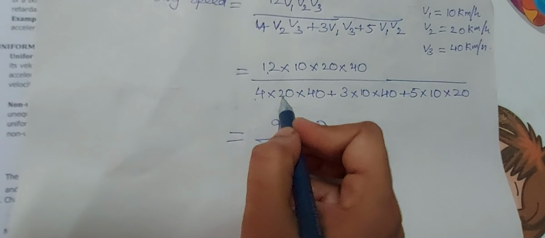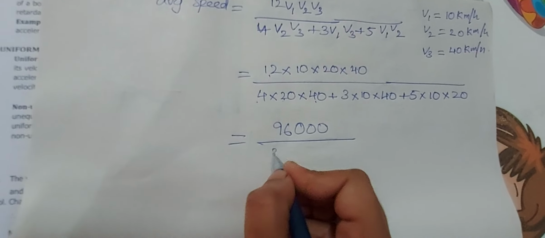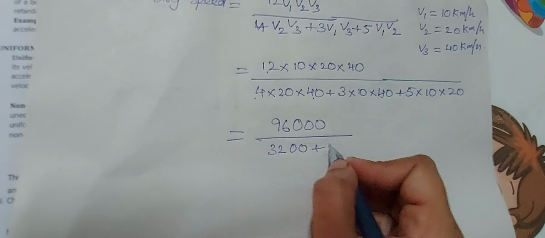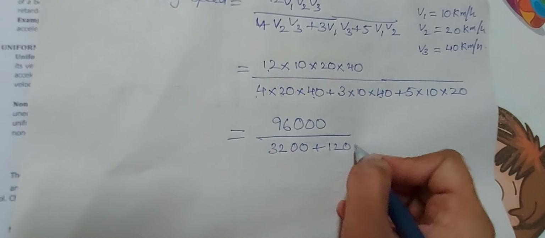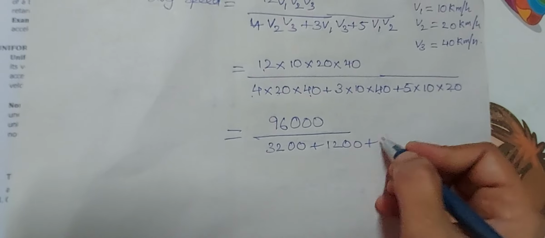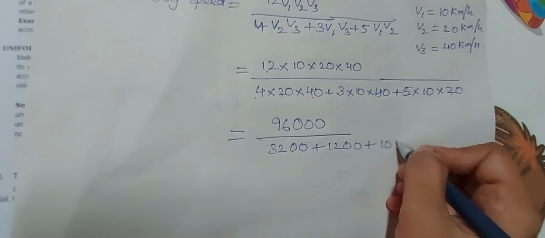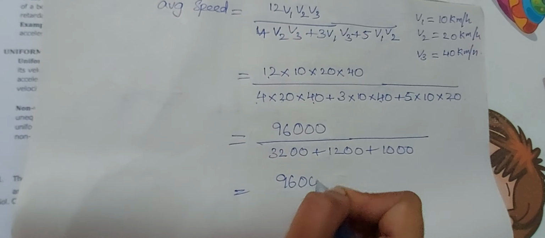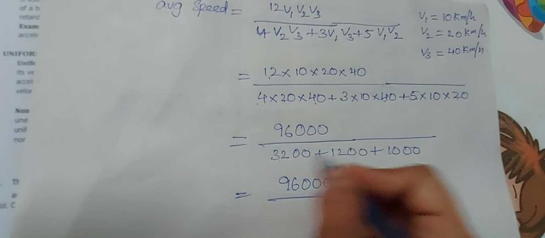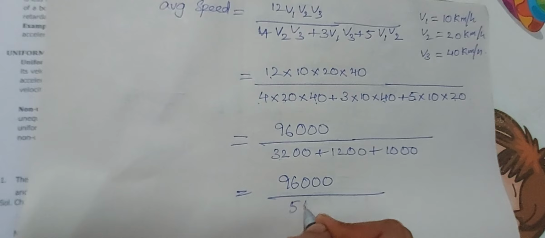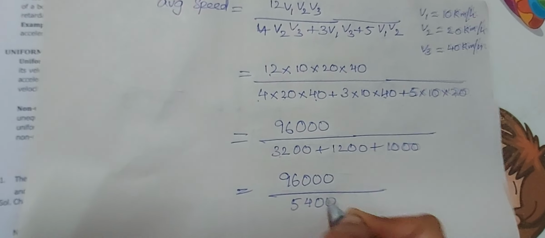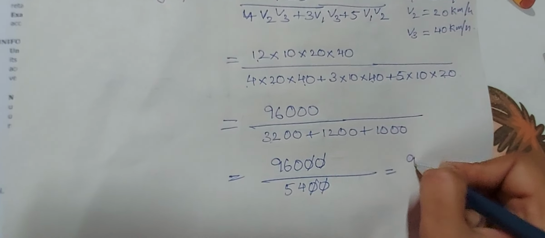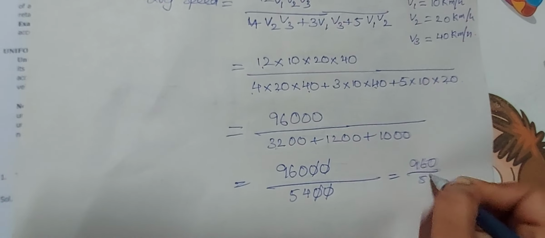And then 4 2s are 8, 8 4s are 32, then 3 2s are 6 and two zeros, plus 4 3s are 12, and place the 2 zeros down, and then 5 2s are 10 and place the 2 zeros down. Then we got this. Then it is 96000 by, if you add all together, we are going to get 5400. 0 went away to eat ladoos. Then what is left? 960 by 54.